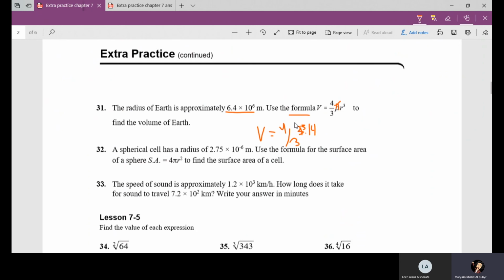So that is pi, which is 3.14, times 6.4 times 10 to the power 6. Keep in mind all this to the power 3. So once you do your calculation, you have to focus on what you are doing. Just do your calculation. Once you do your calculation, that will be 1.1 times 10 to the power 21 meters cubed.